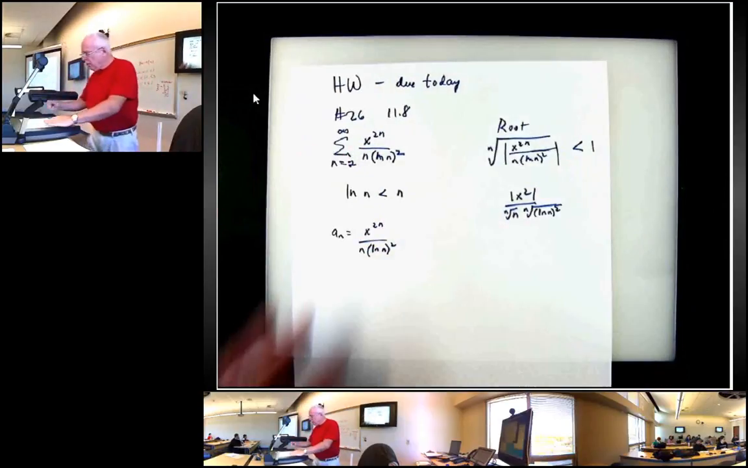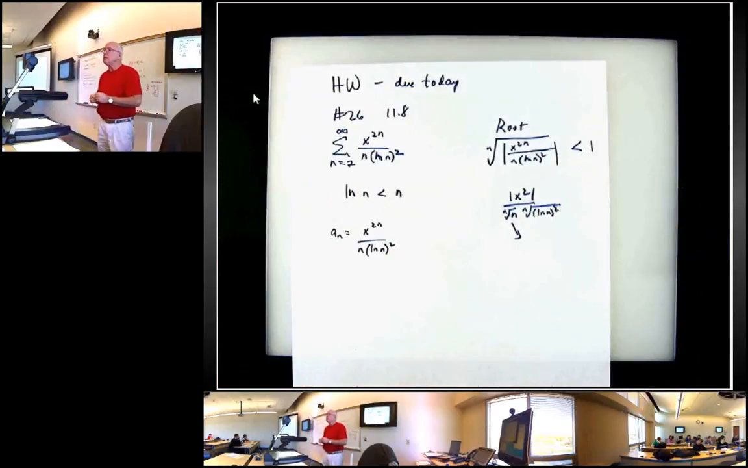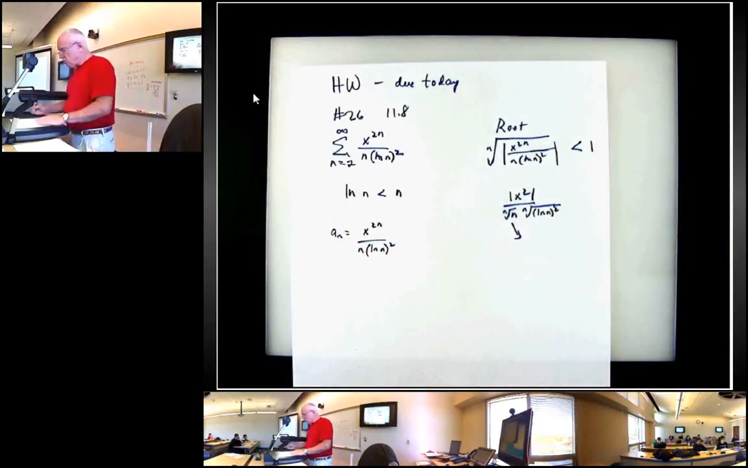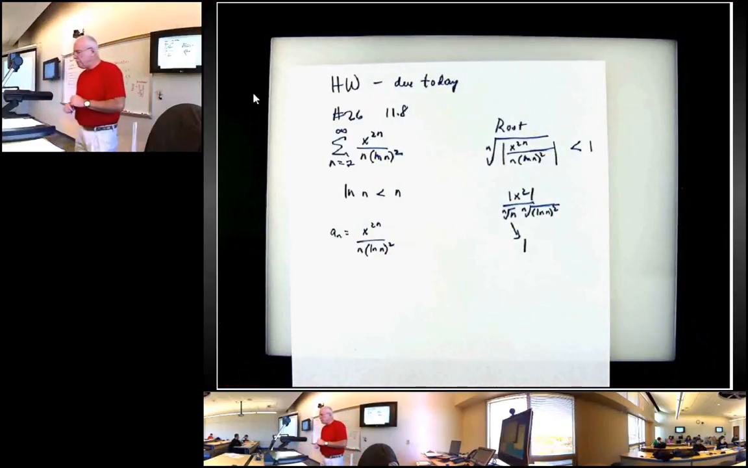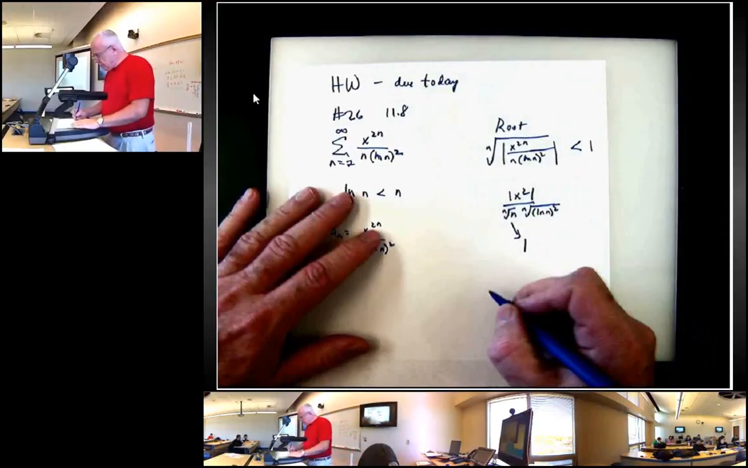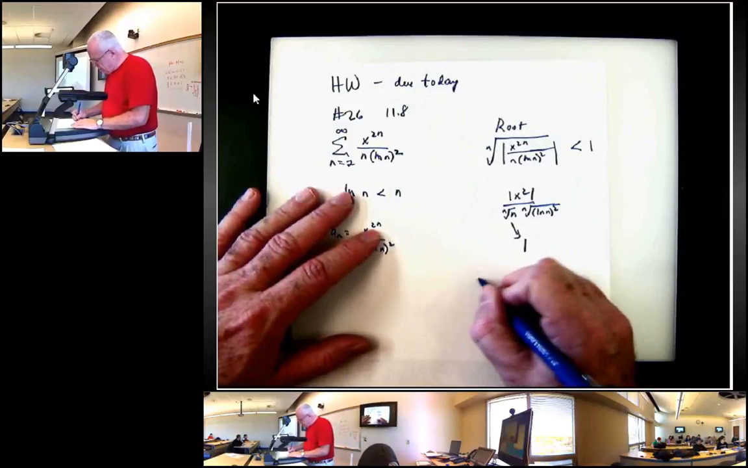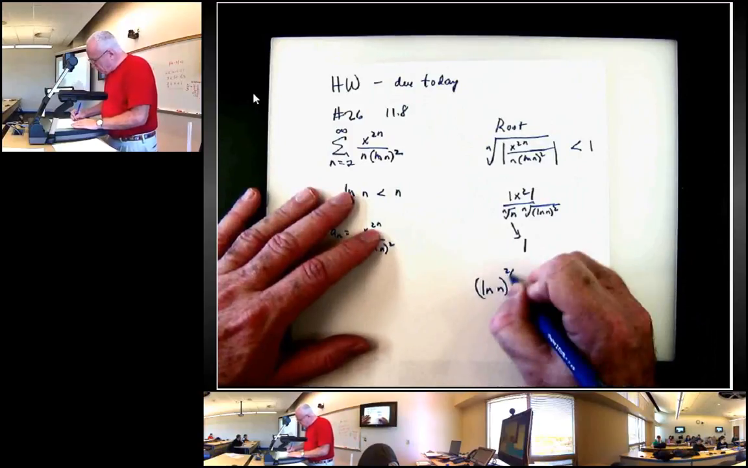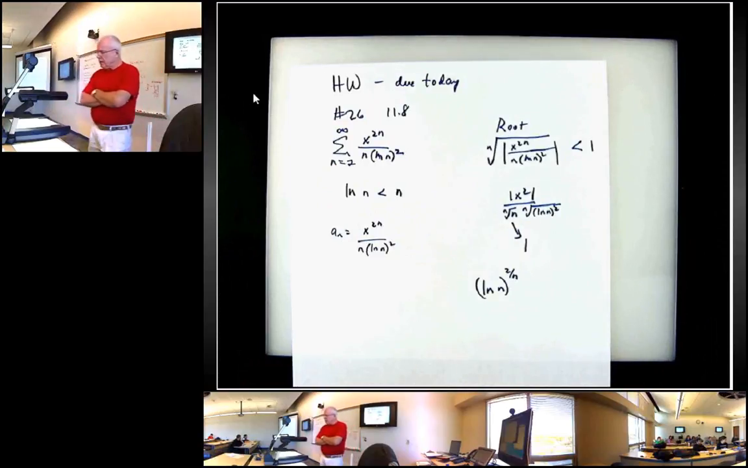Okay, we know that the nth root of n is going to go to what as n goes to infinity? 1. It goes to 1. That's on that strategy sheet there. That goes to 1. And let's see, ln of n, that's going to be to the 2 over n power. We're squaring it and then taking the nth power.